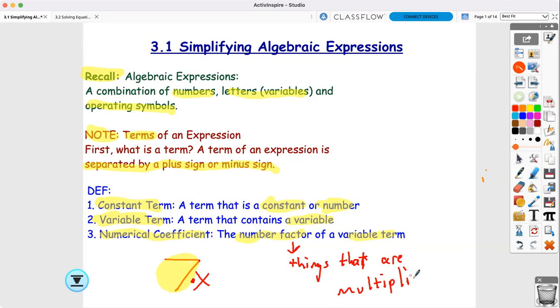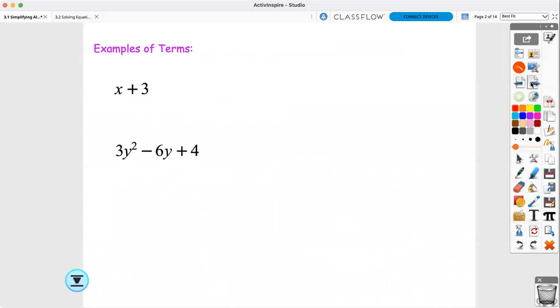Any questions on this slide at all? So a factor is things that are being multiplied. That's what a factor is, okay? Next slide, examples of terms, guys. I'm gonna give you 1 minute to copy these down.